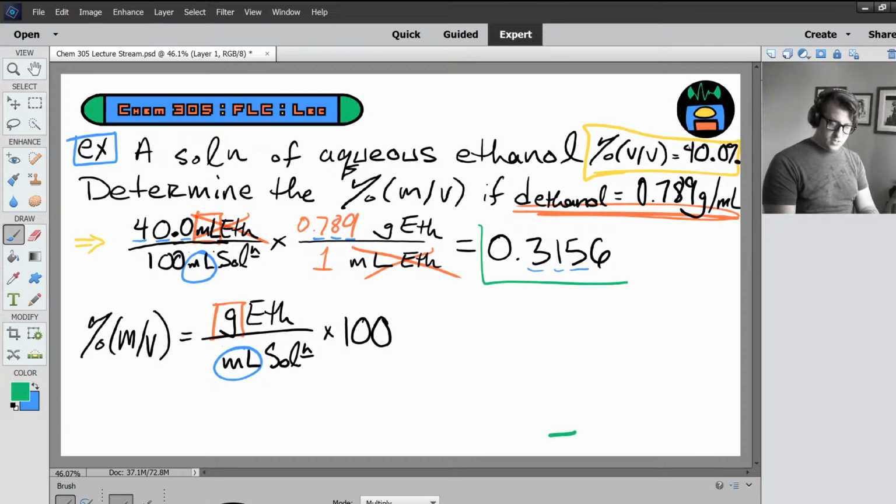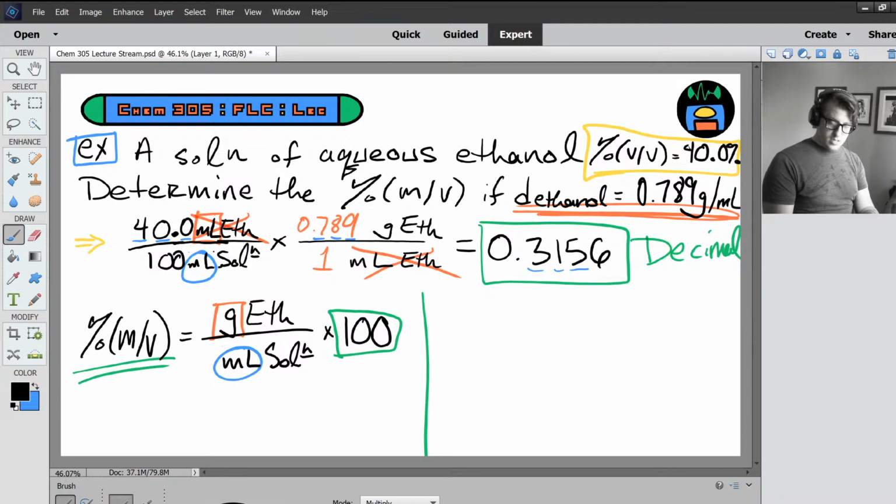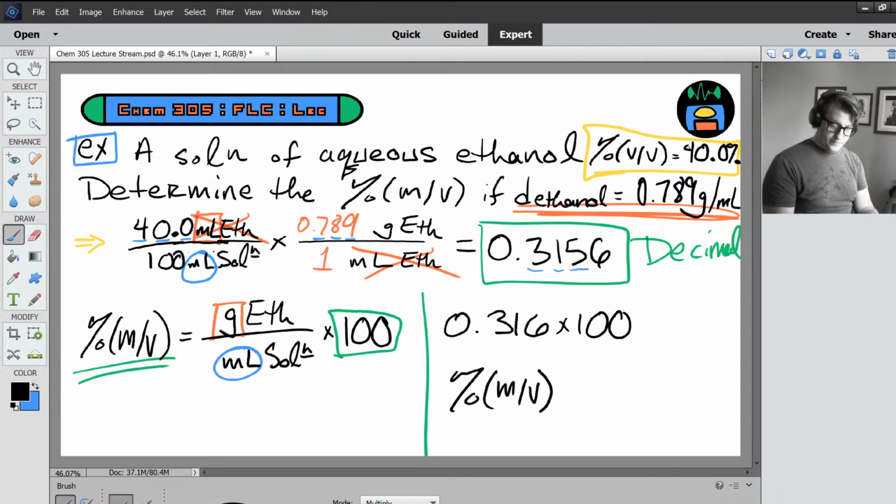Second, you'll notice that this answer is a decimal, and for our answer we want a percent. So we need to multiply our decimal by 100 to turn that decimal into a percentage. When we do, we find that the percent mass to volume of a 40% volume to volume solution of ethanol is 31.6%.